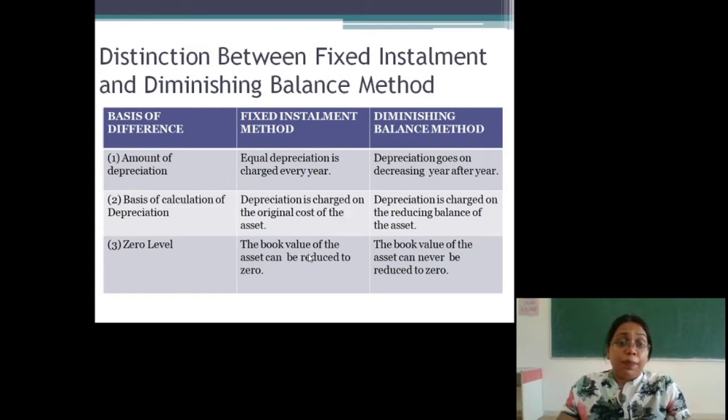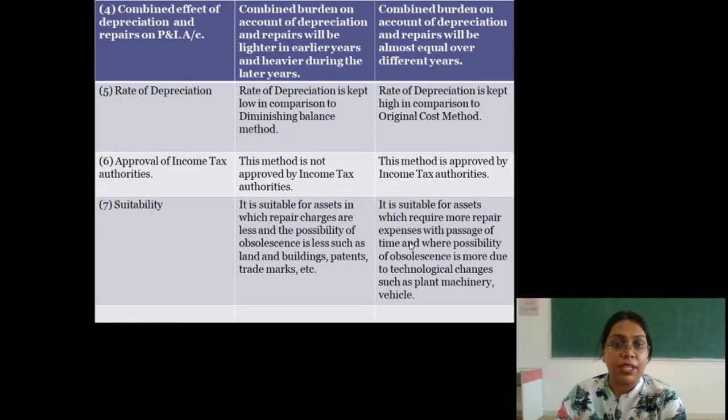Basis of calculation of depreciation. Depreciation is charged on the original cost of the asset in fixed installment method, and in case of diminishing balance method, the depreciation is charged on the reducing balance of the asset. Basis of difference is zero level. In case of fixed installment method, the book value of the asset can be reduced to 0, but in diminishing balance method, the book value can never be reduced to 0.